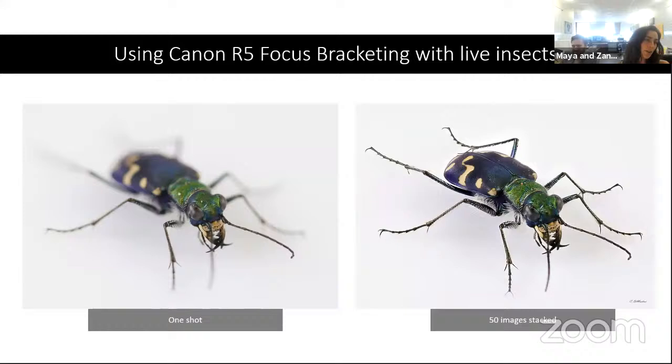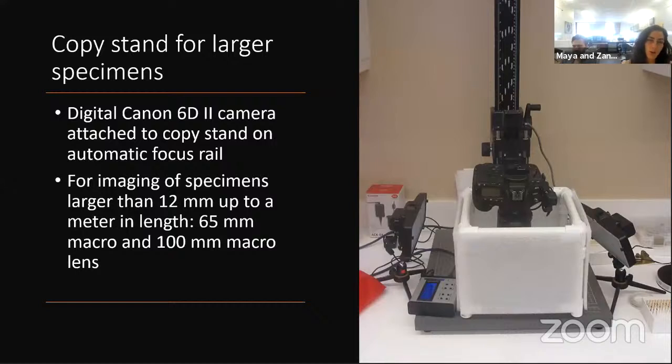Another imaging system that we use for large specimens. This is just a camera on a tripod, right? Another imaging system is using the copy stand. This is a camera mounted to a rail, and we could program this rail to take a specific amount of images at distances that we pre-program it to do. This way we could have a steadier image of larger specimens.